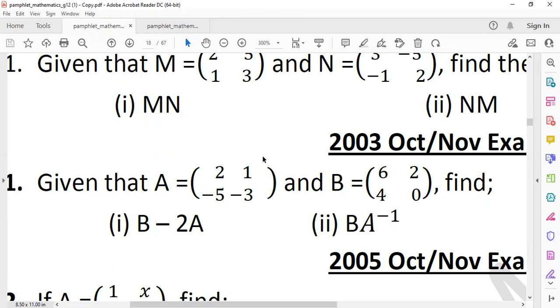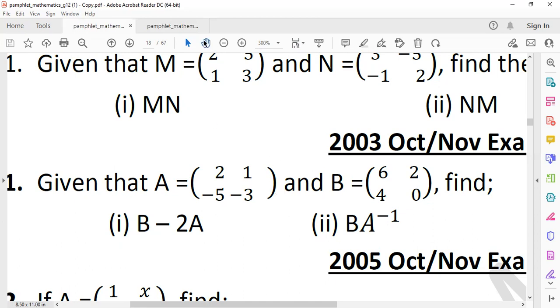So we are finding B minus 2A, then we are finding B times the inverse of A. When you're finding the inverse of A, you find the determinant, then 1 over the determinant, then these two swap, 3 goes there, 2 comes down, and these change signs: -5 will become +5, +1 will become -1. So let's go to our solution.